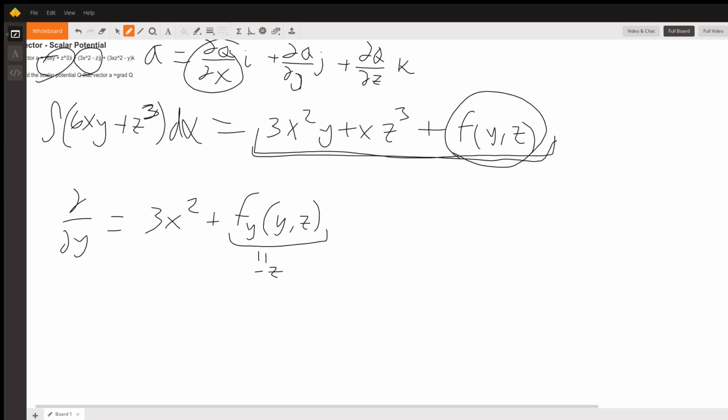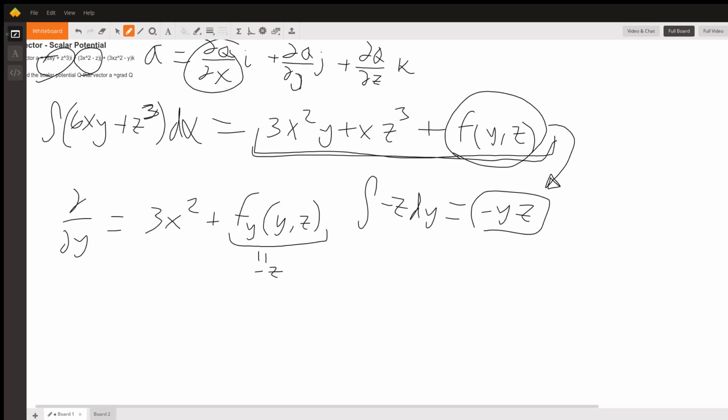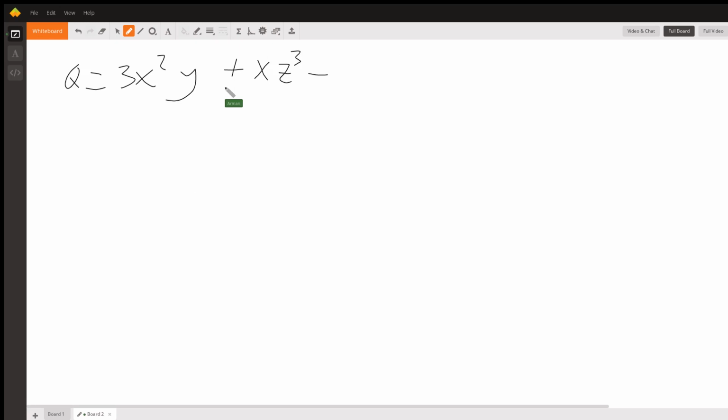So since that's the partial with respect to y, we can integrate that minus z with respect to y, and you get minus yz. So that minus yz is equal to the function of yz. We just calculated that. So that's your q right there. So let's add that on there. So q equals 3x squared y plus xz cubed plus our f of yz, which is going to be minus yz. And that could be our q.